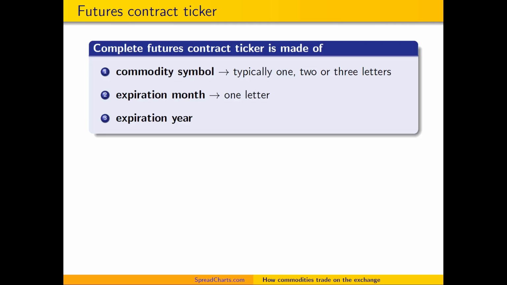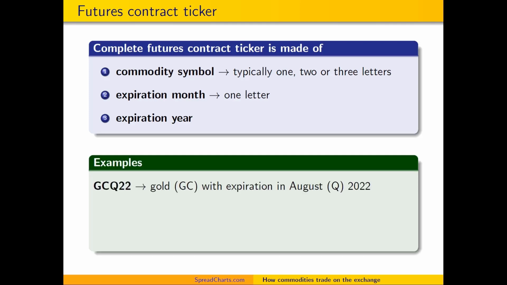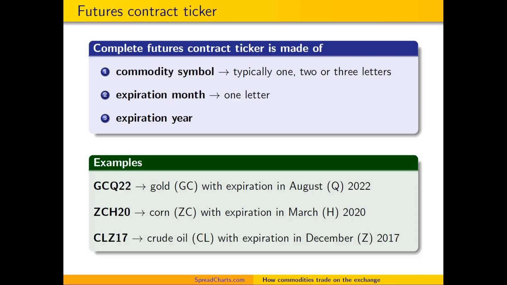Let's explain it in detail. The first part is the commodity symbol, typically 1 or 2 and rarely 3 letters. The second part is 1 letter, which stands for the expiration month. And the third part is the expiration year, typically abbreviated to the last 2 numbers for simplicity. We have a few examples here. The first one is the GCQ22 futures contract. GC is a symbol for gold, Q letter stands for August expiration month, and 22 stands for the year 2022.